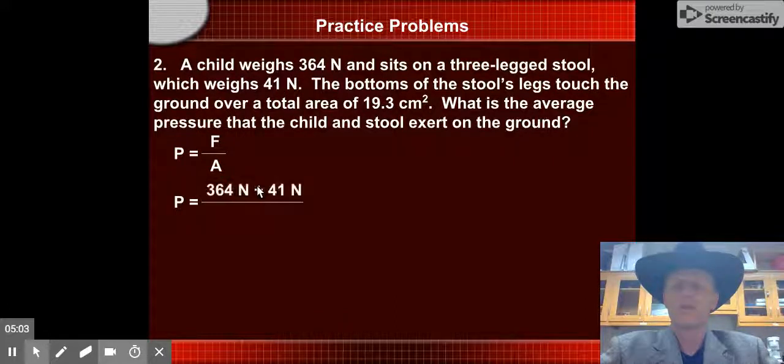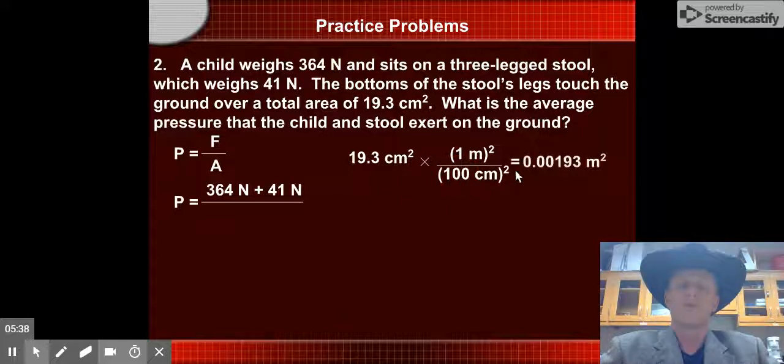So we put those two together, that's going to be the weight or the force in the numerator. The area, we got to change this into meters squared. So 19.3, we can do a little conversion. We know in 1 meter there's 100 centimeters. So if you square the top and bottom, you'll get 1 meter squared is 100 centimeters squared. So we have to square 100, which is 4 zeros.